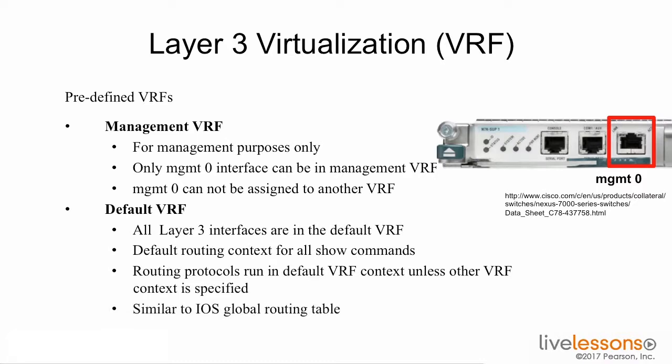All other interfaces by default are in the default VRF. This is the default routing context for all show commands, and all of the routing protocols run in the default VRF context unless other VRF contexts are specified. This is similar to the IOS global routing table.